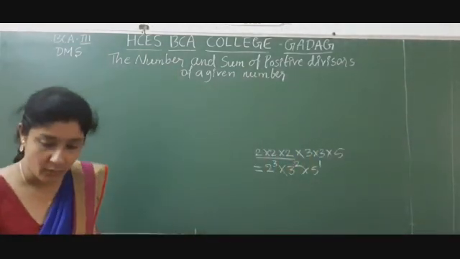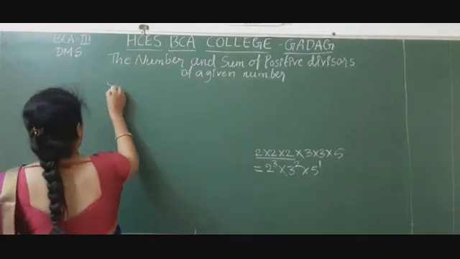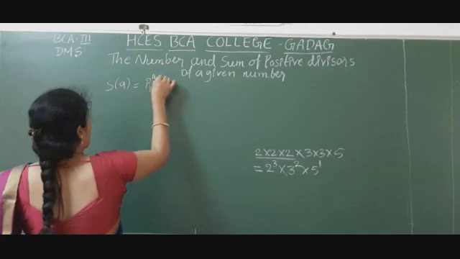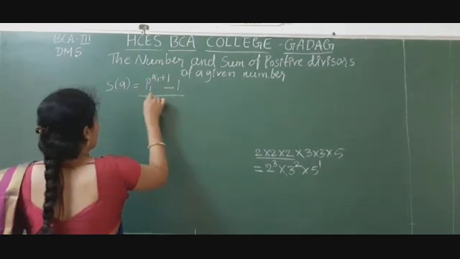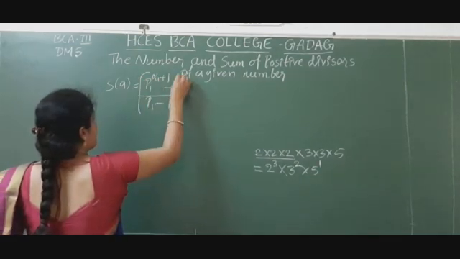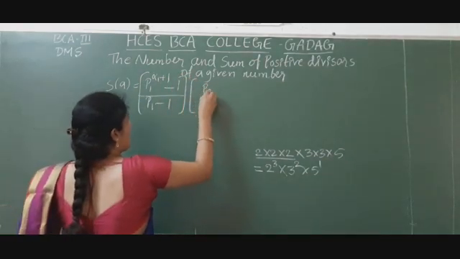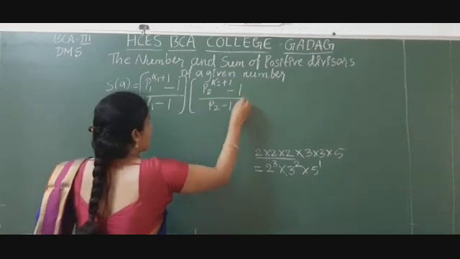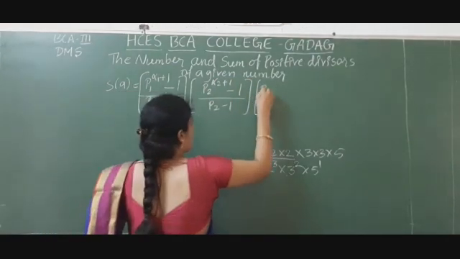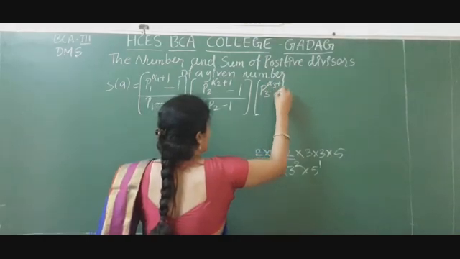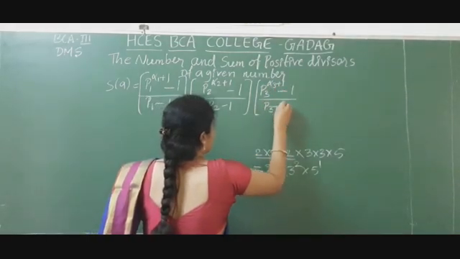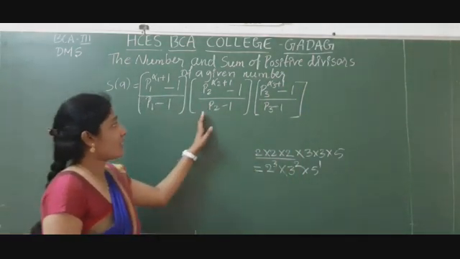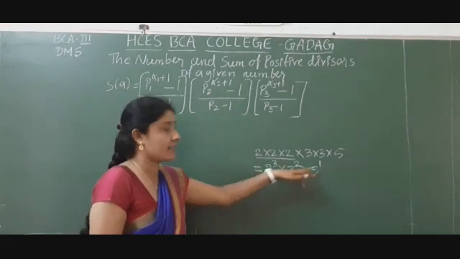Okay. So what is the formula for that? S of A is equal to (P1 raised to alpha 1 plus 1, minus 1) divided by (P1 minus 1). Next, (P2 raised to alpha 2 plus 1, minus 1) divided by (P2 minus 1). Next, (P3 raised to alpha 3 plus 1, minus 1) divided by (P3 minus 1). So we have to carry out this for the 3 steps, as we are having only 3 degrees here.